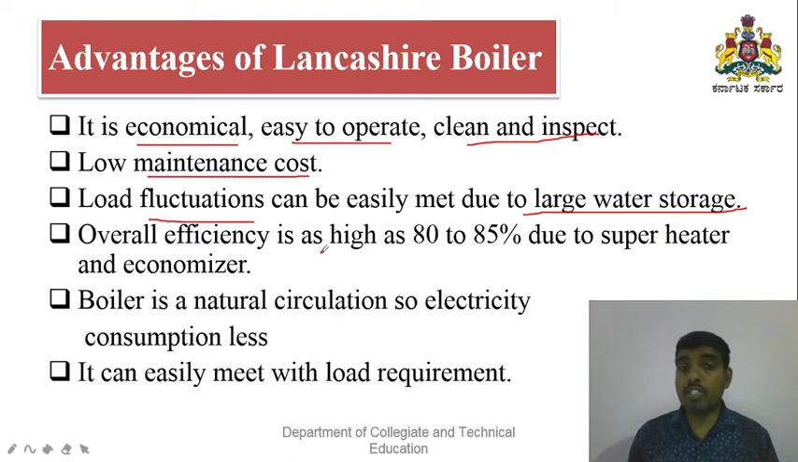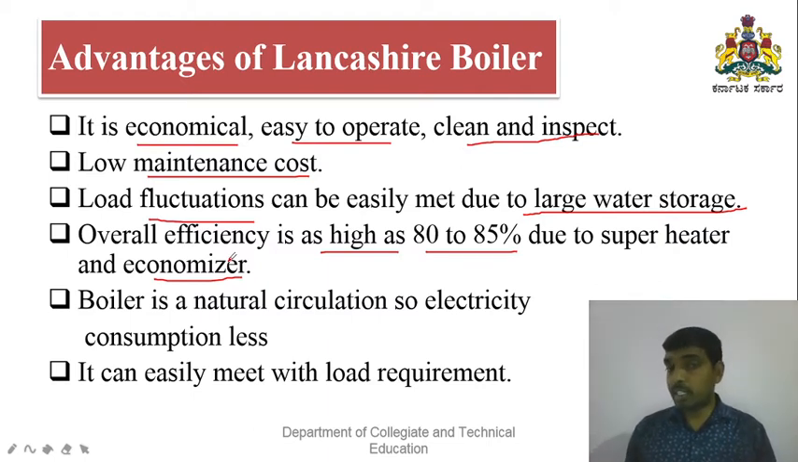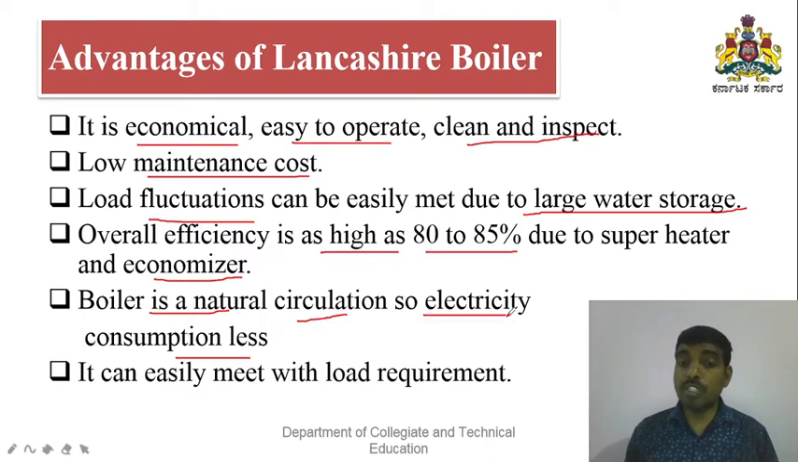The overall efficiency is high, 80 to 85%, due to the superheater and economizer. Here we are using the economizer and superheater as accessories, so we can increase the efficiency of the boiler to 80 to 85%. The boiler has natural circulation, so electricity consumption is less. There is no forced circulation required and forced fans are not required, so we minimize the consumption of electricity. That is one advantage.